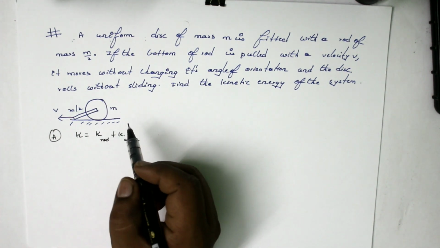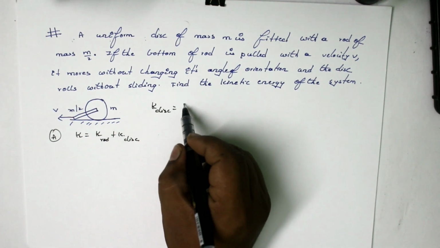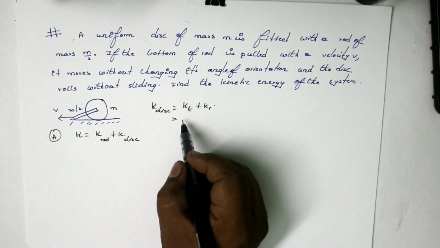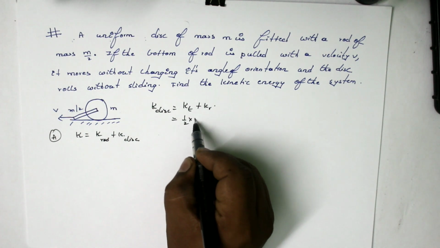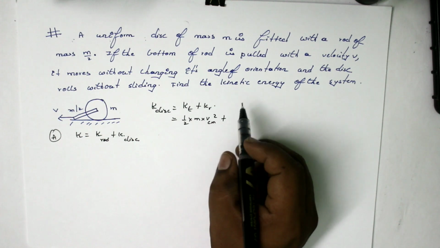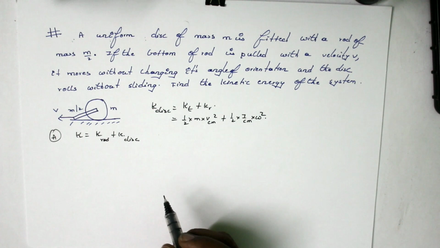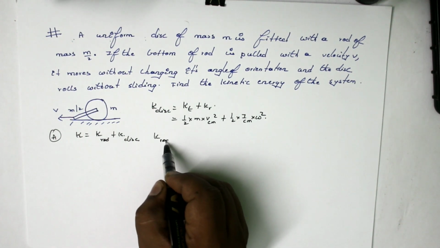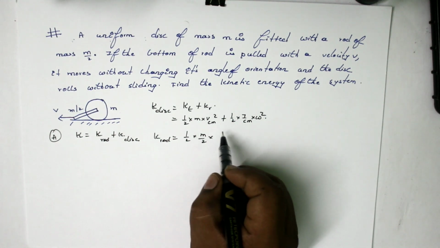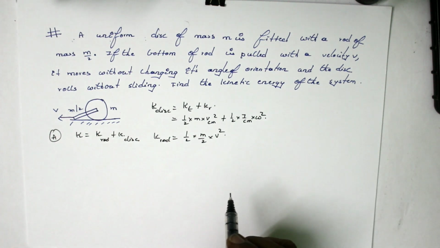Therefore, the kinetic energy of the disc is equal to translational kinetic energy plus rotational kinetic energy. Translational kinetic energy, we know, is half m v center of mass square, plus rotational kinetic energy is equal to half I center of mass omega square. And the kinetic energy of the rod is equal to half into mass, which is m by 2, moving with a velocity of v, so v square. So half m by 2 into v square.